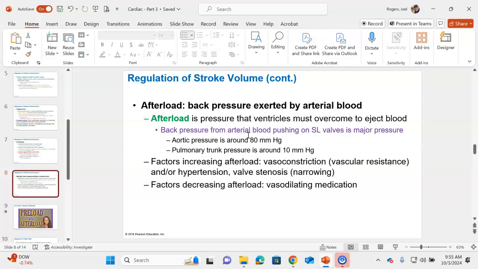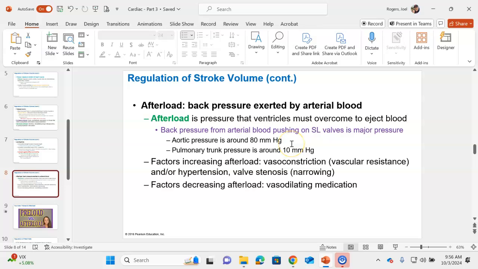So when we're talking about preload and contractility, we're talking about things that change ventricular force, and anything that changes ventricular force is going to change blood pressure. This is an interesting situation, because afterload is the pressure that the ventricles have to overcome just to get the blood out. Under normal circumstances, the left ventricle has to overcome 80 millimeters of mercury just to get the blood out. The pulmonary trunk has to overcome a much lower pressure, 10 millimeters of mercury, to get the blood out, going to the lungs.